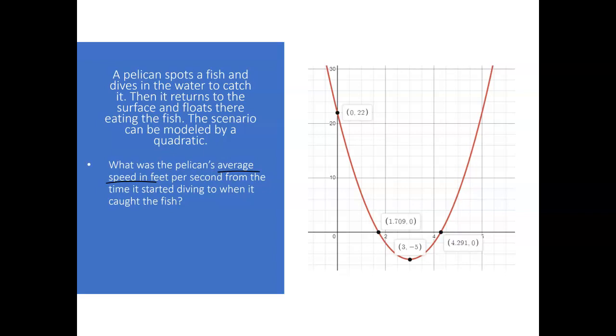But since it's a parabola, I don't have a constant slope. The slope is changing with every given point. So I have to find it between two particular points. And so I'm going to focus on the time it started, which was when? It started here, and when it caught the fish, 3, -5. So I need the slope of that line. What's my slope formula?